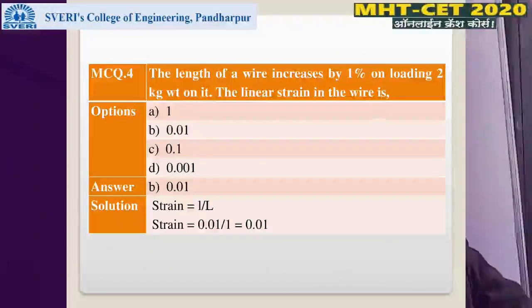Next MCQ is: the length of a wire increases by 1% on loading a 2 kg weight on it. The linear strain in the wire is? Options are there. For that we have to know what is meant by strain, that is change in length divided by original length. Here the length of a wire increases by 1%. So 1% is nothing but 0.01 and 100% is 1. Simply taking the ratio, we get the answer as 0.01.